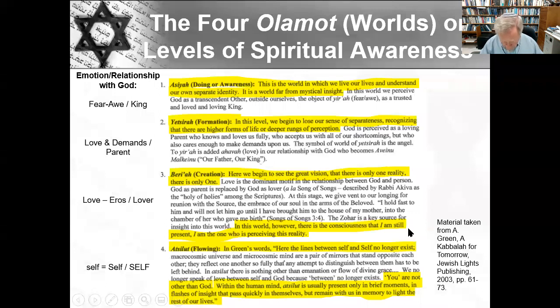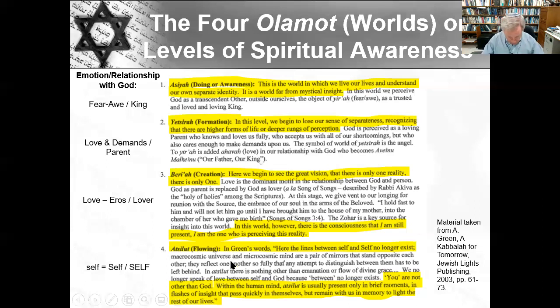In this world, however, there is consciousness that I am still present. I'm the one who's perceiving this reality. My relationship with God now isn't only king or parent, but lover. And not only in the Platonic sense, but also in the erotic sense. For the rabbis certainly understood the power of erotic attraction and erotic love, and they saw that same power as an attraction to God.